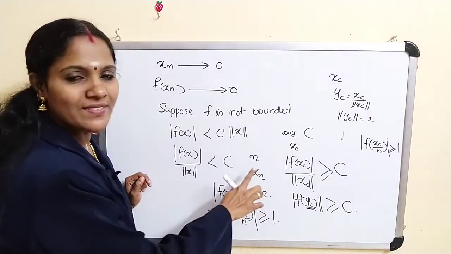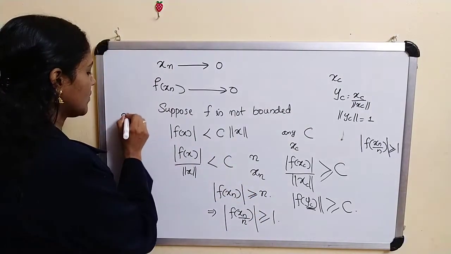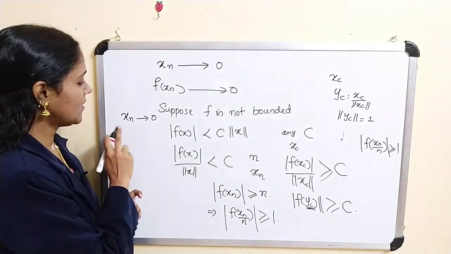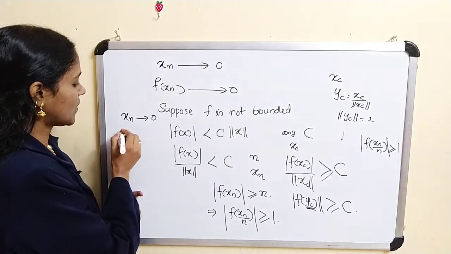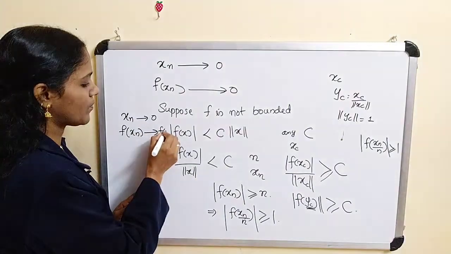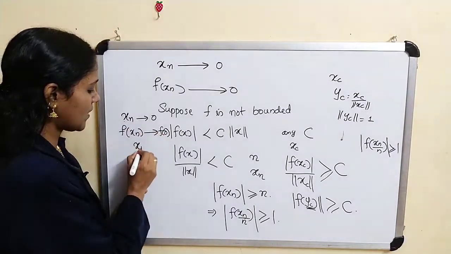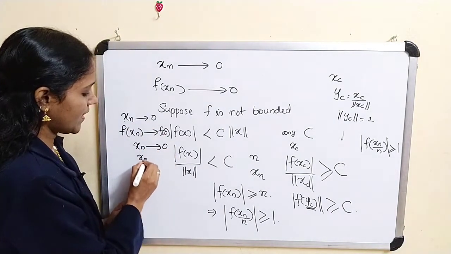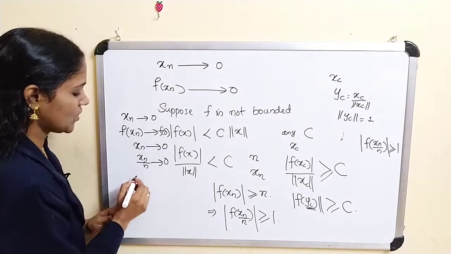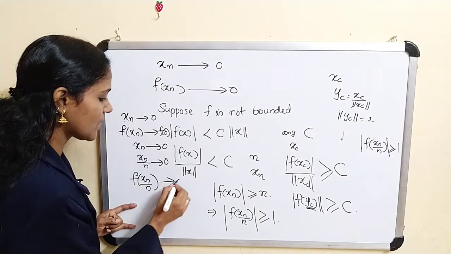Now suppose this sequence xn converges to 0. Then if f is a continuous functional, f of xn converges to f of 0. And xn tends to 0 implies xn by n also tends to 0. So this condition holds means f of xn by n tends to f of 0, and that's equal to 0.